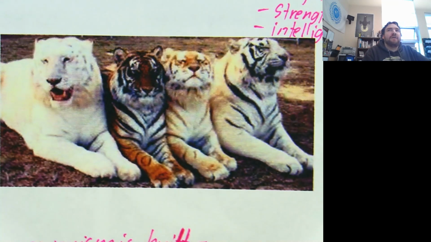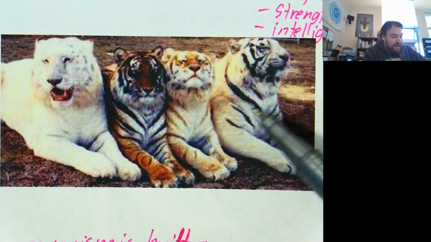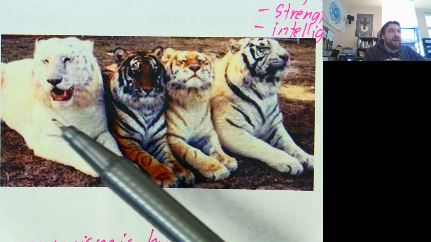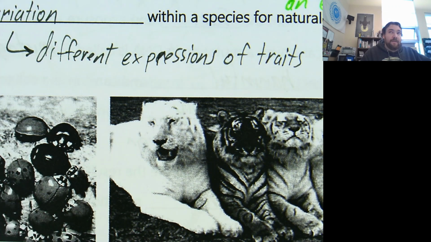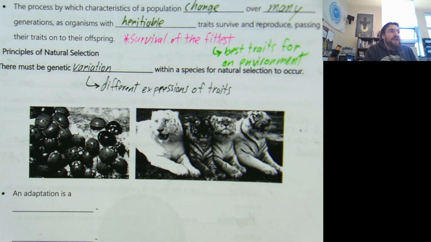There's a couple of different traits here that we can look at. Color of fur. That one's basically all white. That one's white with more defined stripes. These are 2 different colors of orange. There's variation in these tigers. And different animals can have different versions of those same traits.